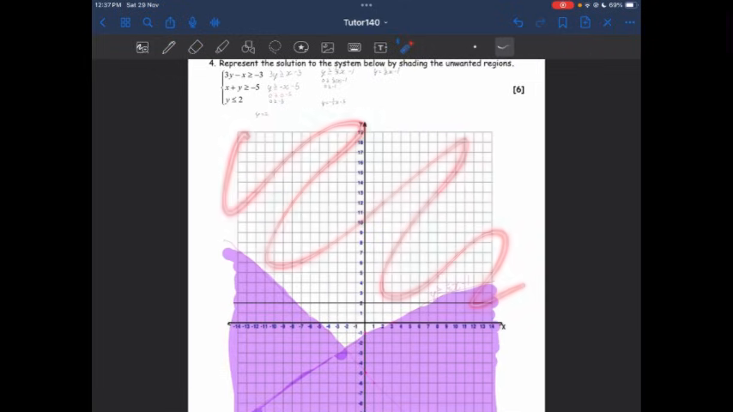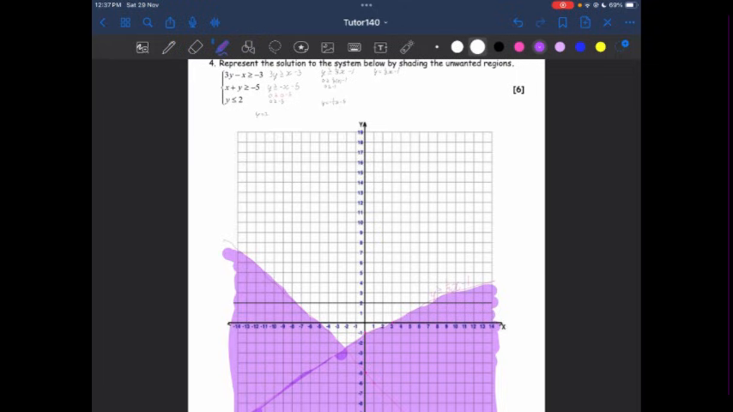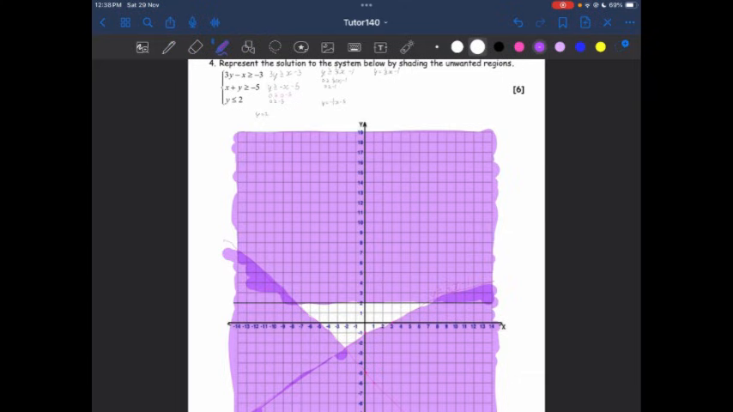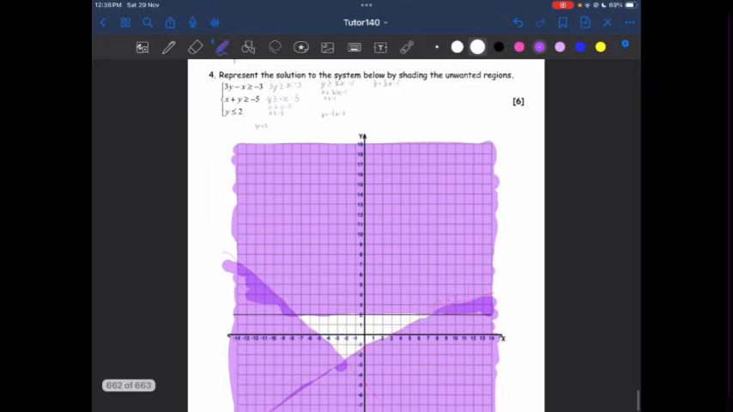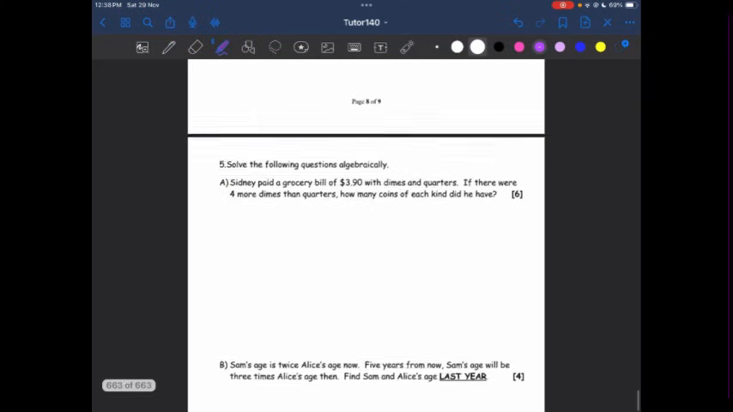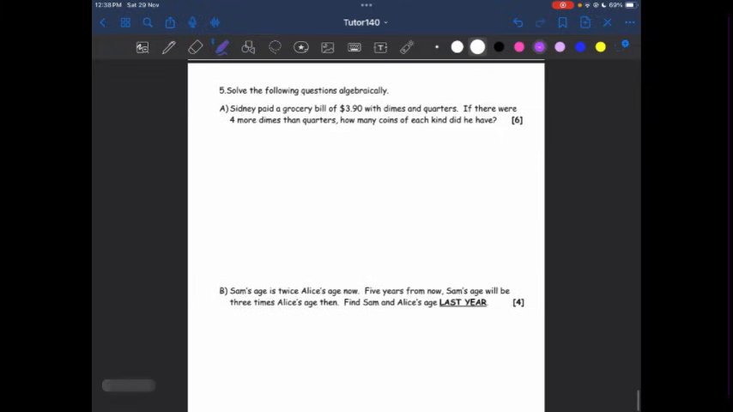You could choose a test point too, but it'll tell you the same thing. If you choose 0, 0, for y, it says 0 is less than or equal to 2. So you'd be shading the other side, which is what I'm doing. This is our final answer. This is what you should see.